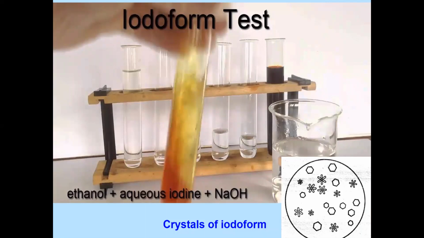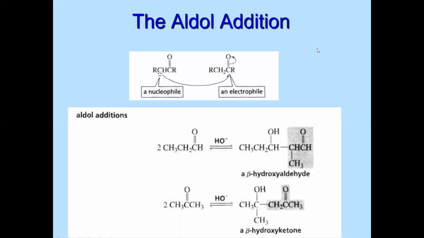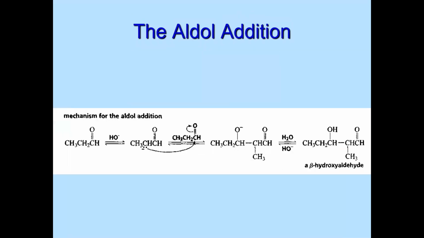You can see a color of the product of iodoform test for ethanol in aqua iodine and sodium hydroxide, and crystals of iodoform. An Aldol addition is a reaction in which both of these activities are observed. One molecule of a carbonyl compound, after a proton is removed from an alpha carbon, reacts as a nucleophile and attacks the electrophilic carbonyl carbon of a second molecule of the carbonyl compound. You can see a mechanism for the Aldol addition.